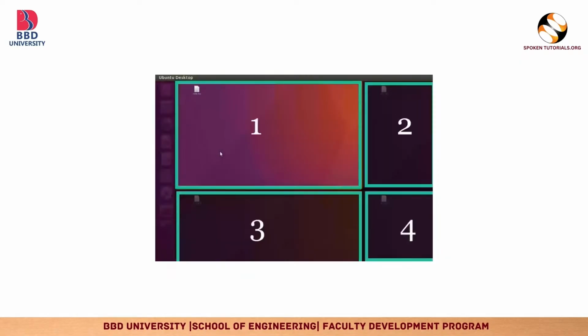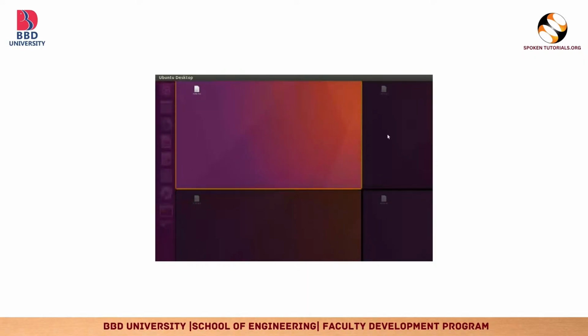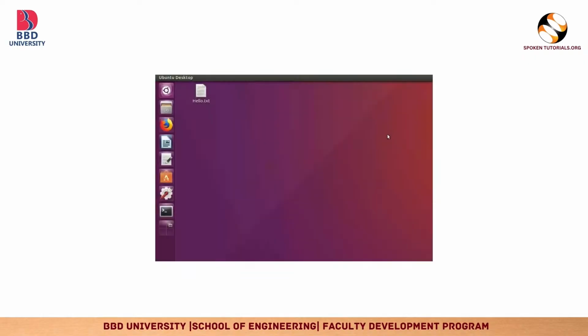It shows 4 quadrants with 4 desktops. By default, the top left desktop is selected. That is the desktop in which we are currently working. Now, let's select the second desktop by double-clicking on it.